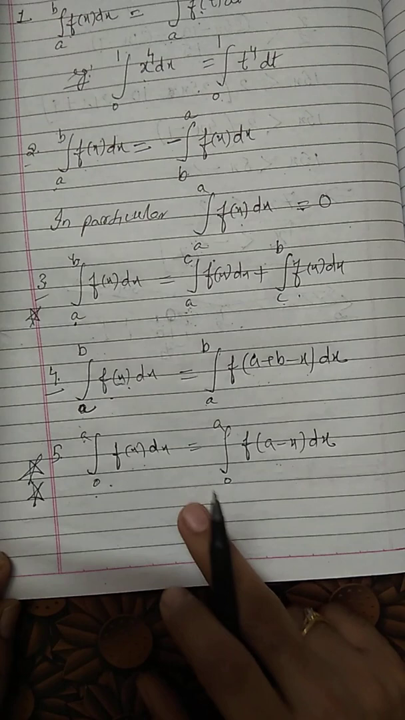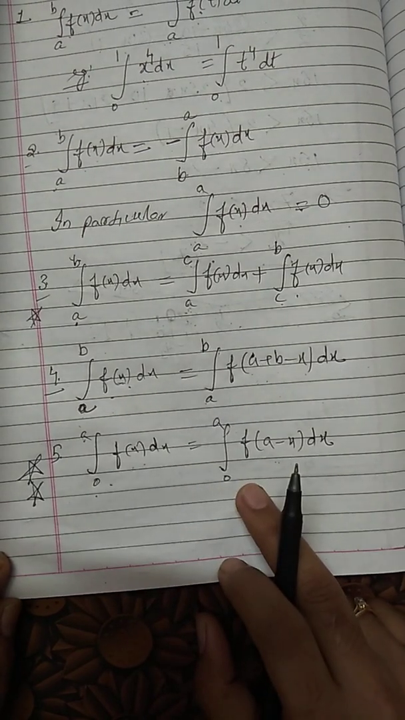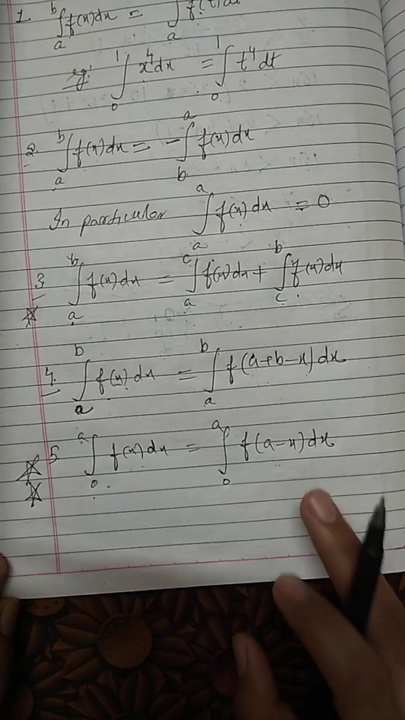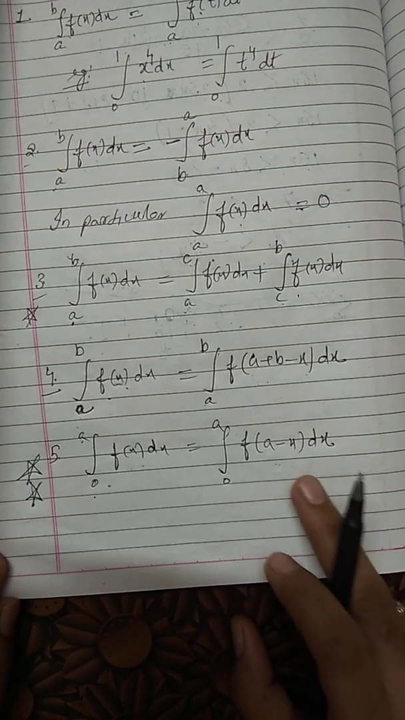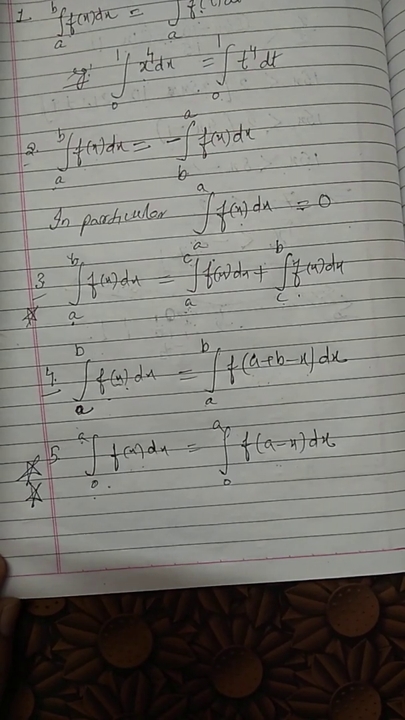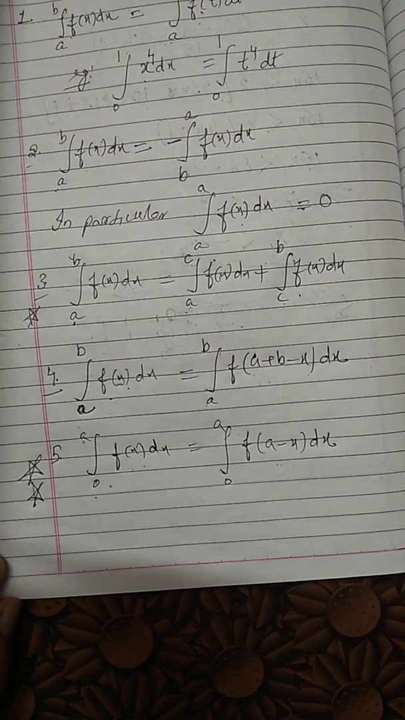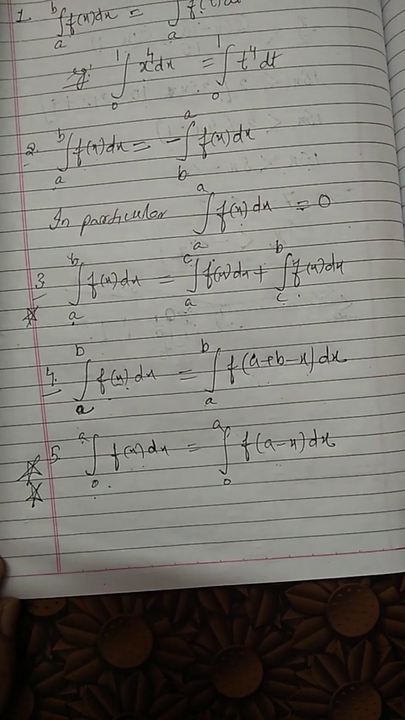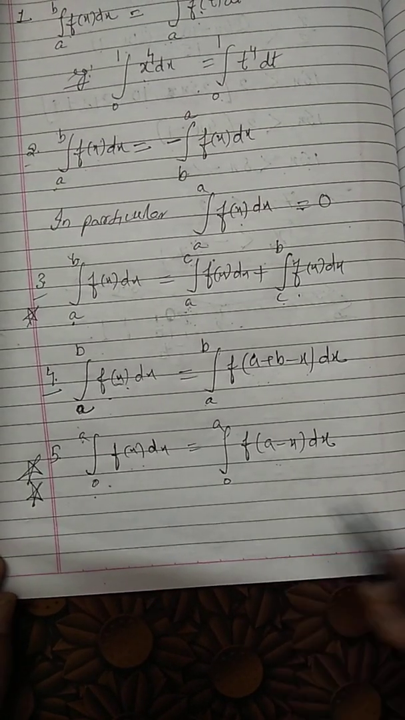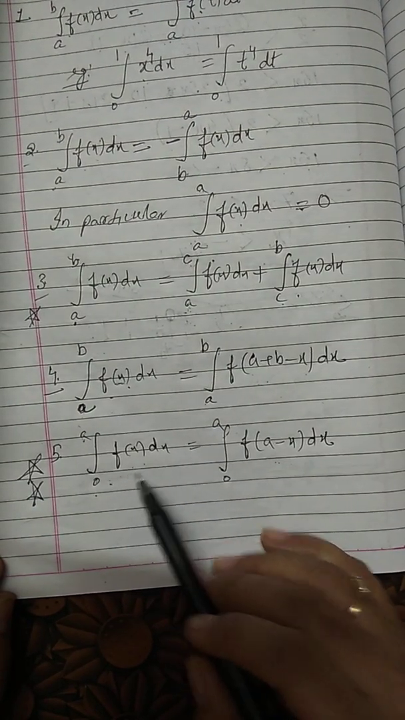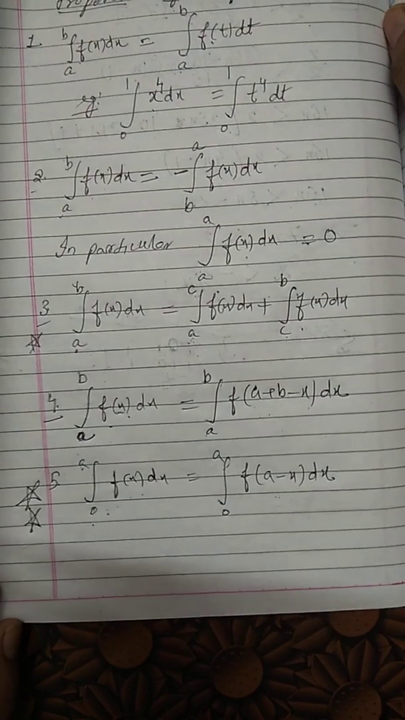So this is the widely used property, and many sums will be based upon it. For today we will discuss these five properties only, and most of the sums will be based upon property number 5. But yes, we must know all the properties.